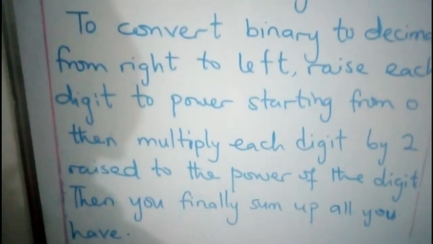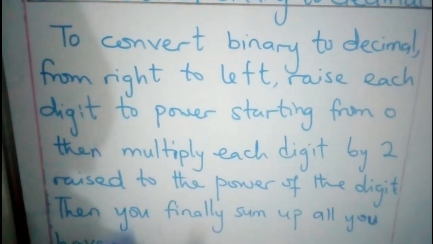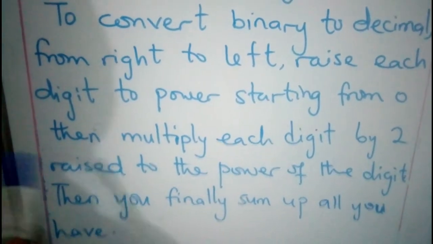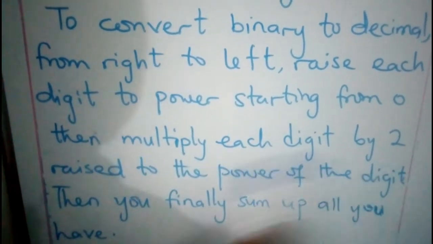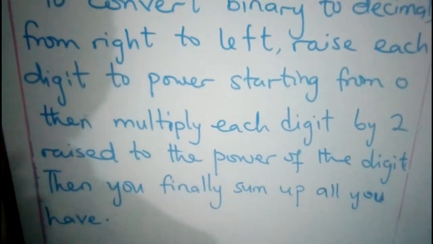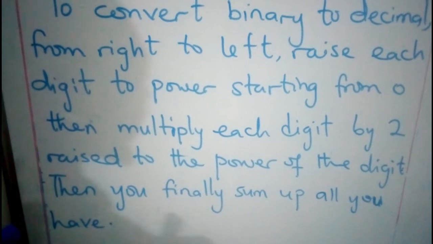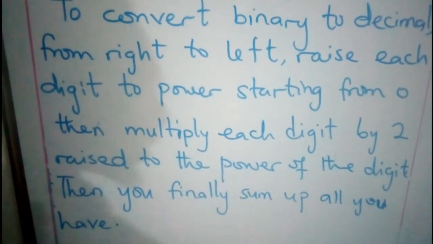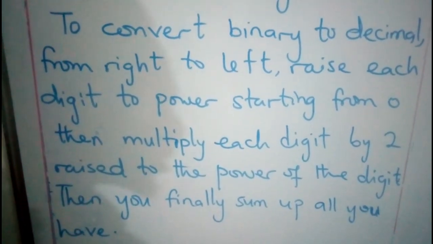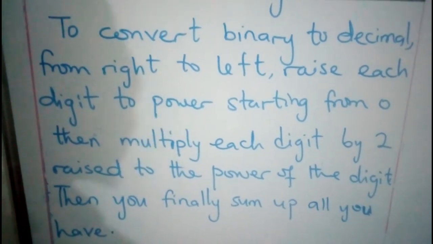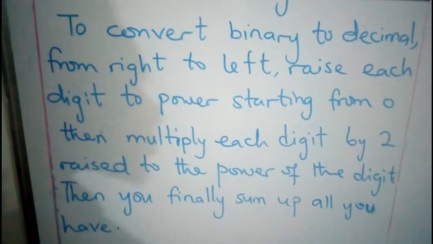I take it once again. To convert binary to decimal, from right to left, raise each digit to power starting from 0. Then you multiply each digit by 2 raised to the power of the digit. Then you finally sum up all that you have. It looks a little complex, but by the time we apply it step by step, you will quite understand it. But before we go to example, I would quickly like to give us a tip about power, the things you need to know about power.